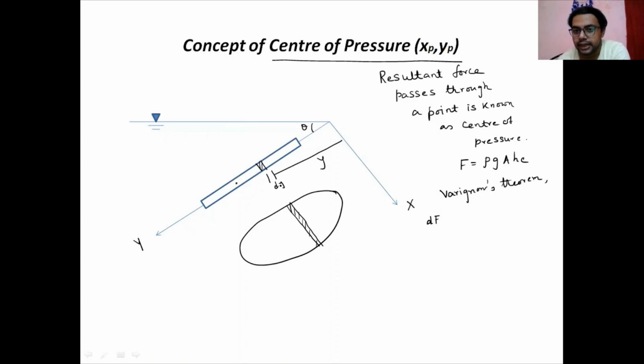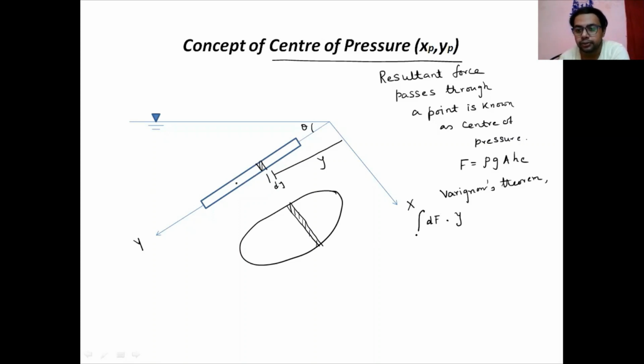The elemental force was acting here, dF. We are not writing the value now. Because of this force dF, it creates some moment about this x-axis. So the force creates a moment about this axis, that is dF into y. So there are numerous forces there, an enormous number of forces.